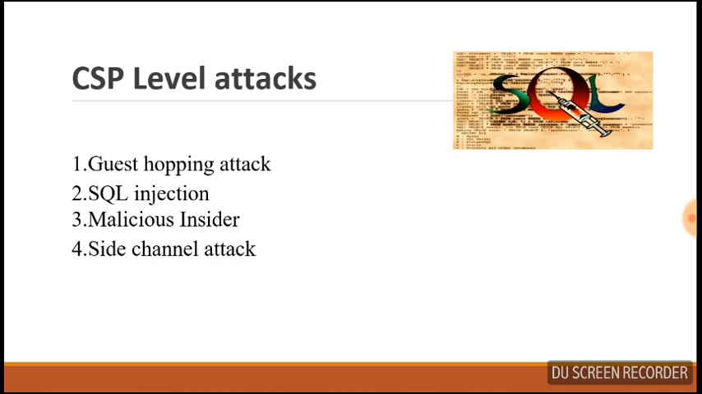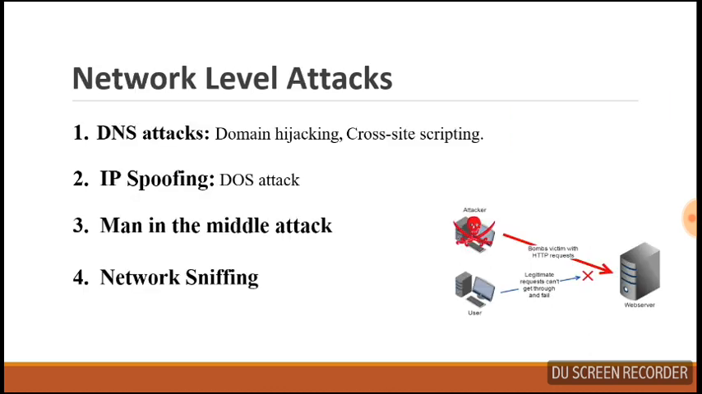The third one is malicious insider. It refers to a person or an employee who threatens organizations because he has access to the organization's system and data. The last one is side channel attack. It often includes cache attack. Attackers monitor cache accesses to gain access to encrypted data.